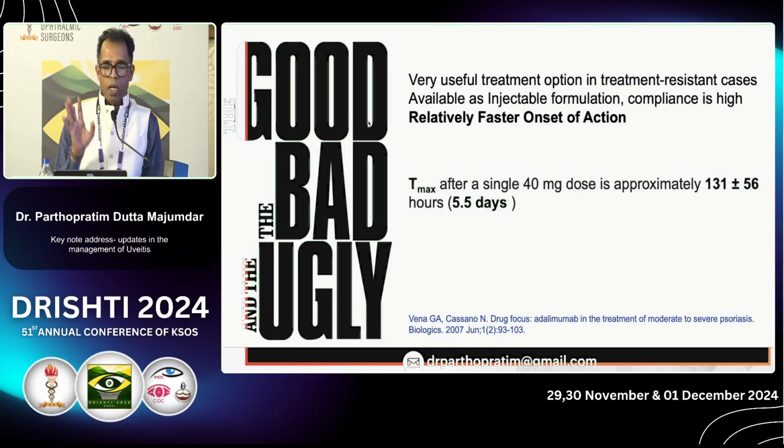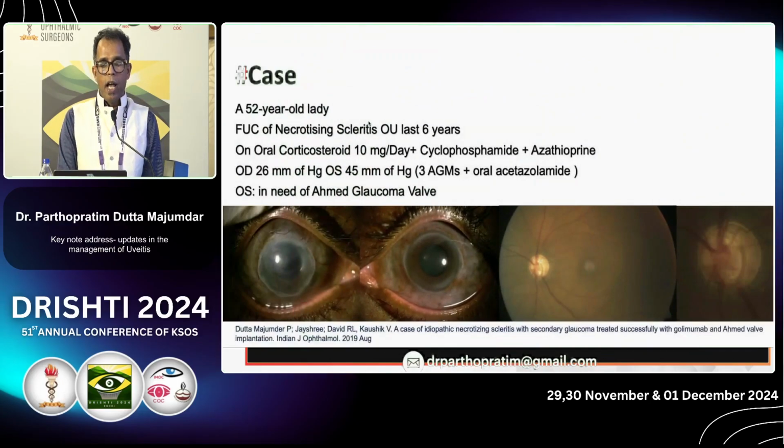Now let's come to the good, bad and ugly of biologics. The good part is that it is a very useful treatment option in treatment-resistant cases. It is available as an injectable formulation, compliance is high, and it has a relatively faster onset of action. If you see the commonly available adalimumab, its Tmax after a single dose is almost 5.5 days. So it's a relatively rapidly acting drug which can be used in your clinical practice. I'll give you an example.